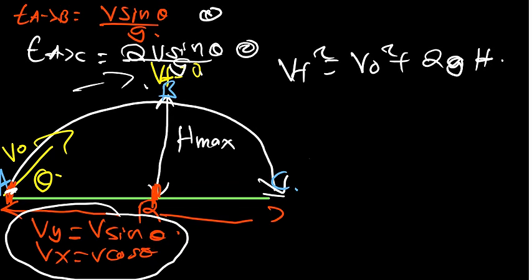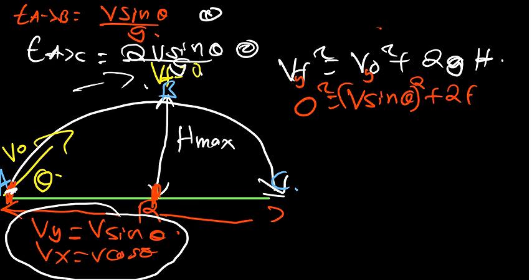Now, we are talking about the y-axis, so it's going to be Vy, even this one is going to be Vy. So the final velocity is 0. I'm going to replace this one with 0 squared, which is equal to the Vy initial, V sine theta, but this has to be squared, plus 2. G is negative, so I'm going to put negative G times H. Our goal is to find the H.